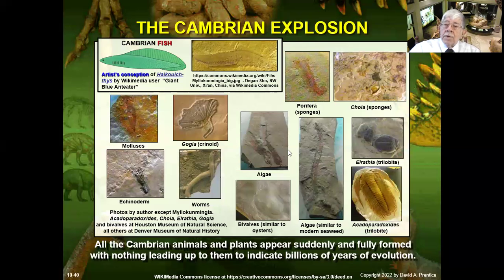So the Cambrian explosion included a great many different types of things. Well, you can look and see what some of them look like. They included a whole bunch of invertebrates, sponges, crinoids, echinoderms, worms, bivalves similar to oysters, and algae, which is similar to modern seaweed, and trilobites. Trilobites are one of the identifying creatures of the Cambrian explosion.